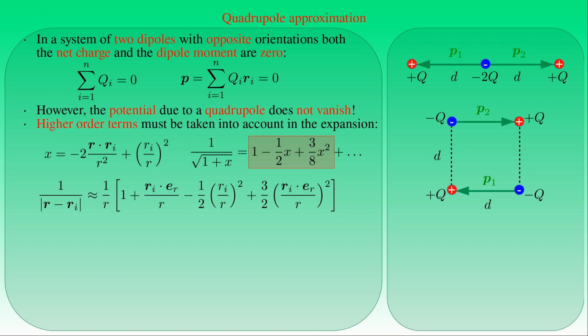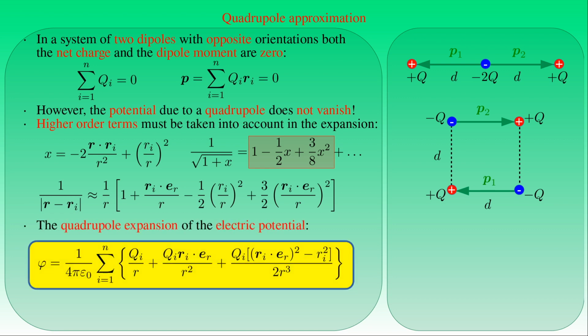By substituting this equation into the general form of the electric potential phi due to a system of n point charges, we obtain its quadrupole expansion. Then phi is equal to 1 over 4 pi epsilon naught, times the sum of Qi over r, plus Qi times Ri times Er over r squared, plus Qi times the difference between the square of the scalar product of Ri and Er, and Ri squared over 2 times the cube of r, for i equals 1 to n.